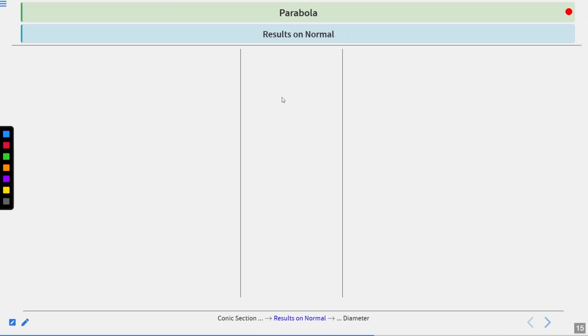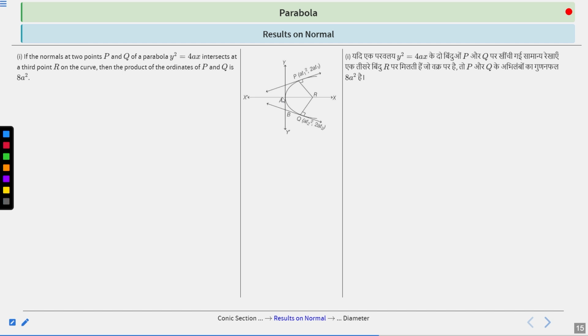Now let's see results from the normal. If the normals at points P and Q of a parabola y square is equal to 4ax intersect at a third point R on the curve, then the product of the ordinates of P and Q is 8a square. You can see in the figure.